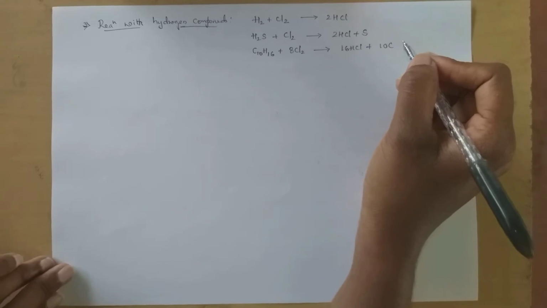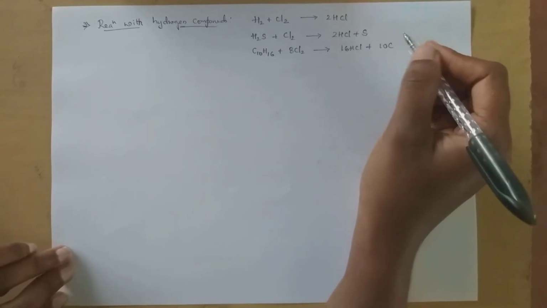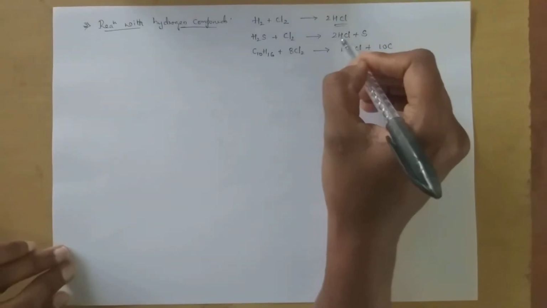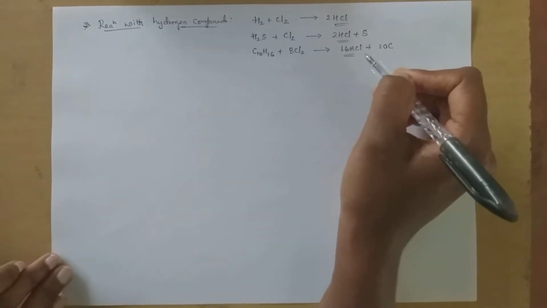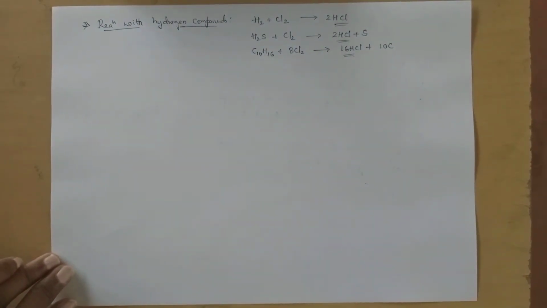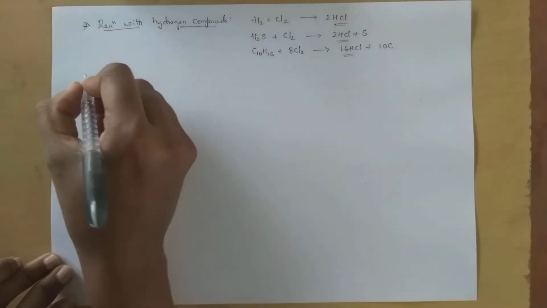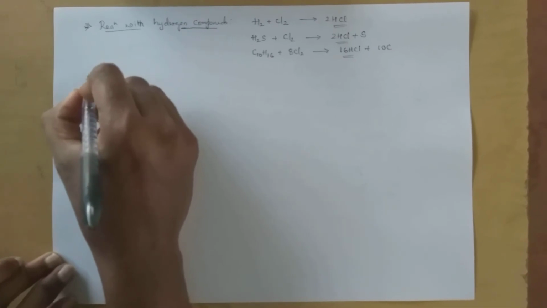Clear? So chlorine reacts with hydrogen and hydrogen compounds containing hydrogen to form HCl. Basically, we have HCl formation. So if chlorine reacts with hydrogen or hydrogen compounds, we are going to get a main product, that is HCl.